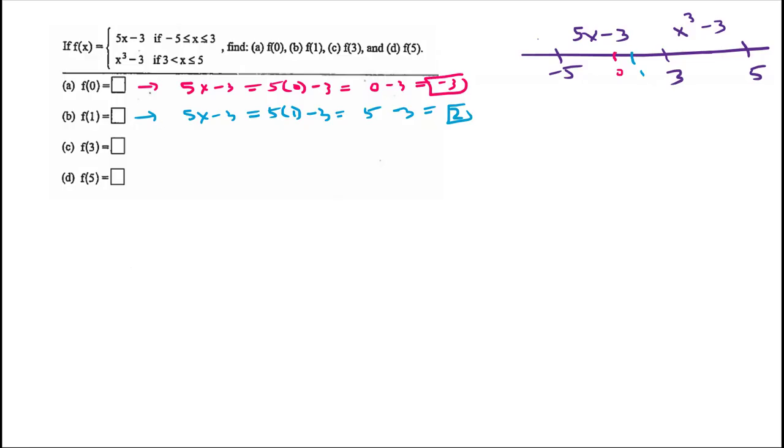Let's do the next one, 3. Is it going to be the first one, 5x minus 3, or the second one, x cubed minus 3? Well, we have to look. This one says I'm including 3. This one says no, we're not including 3, because it just says less than. This one says less than or equal to. So I have to use the top one again. So again, 5x minus 3, 5 times 3 minus 3. That's 15 minus 3, which gives us 12.